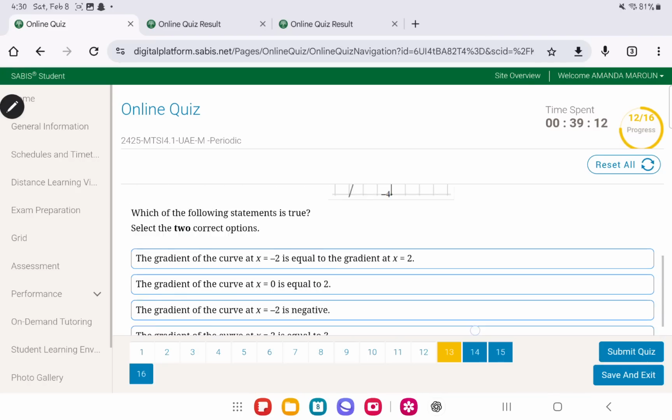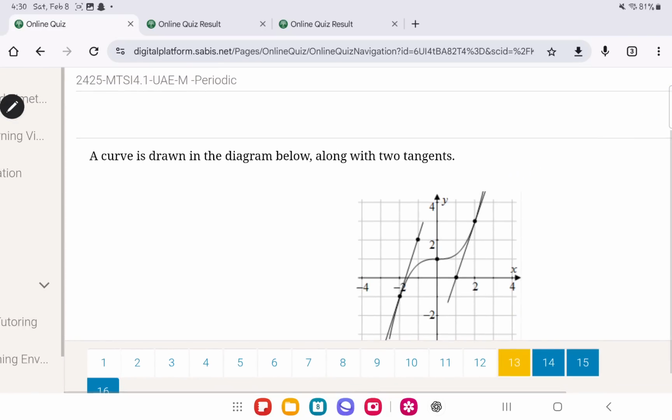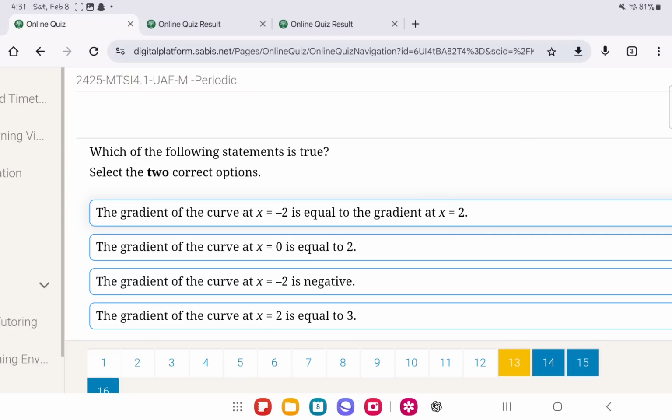Moving on to question number 13. This is an important question. A curve is drawn in the diagram below along with two tangents. They said, which of the following statements is true? Select the two correct options.